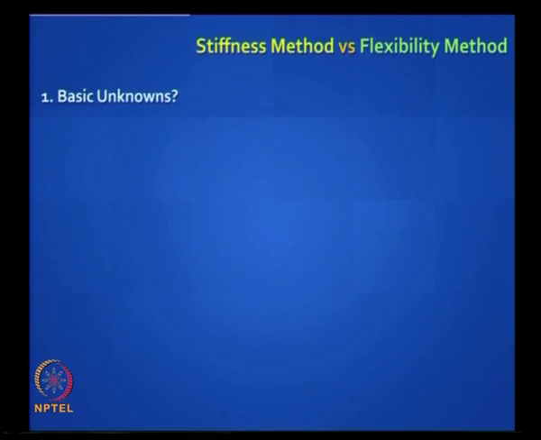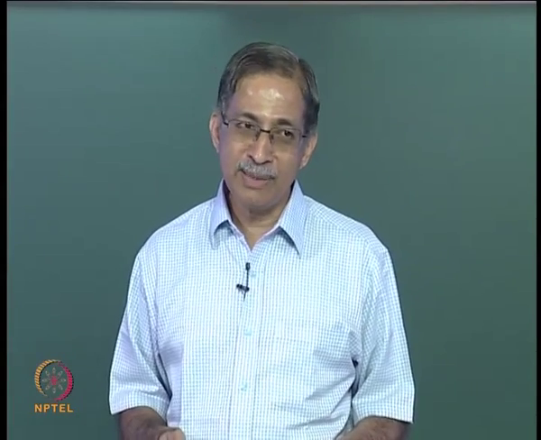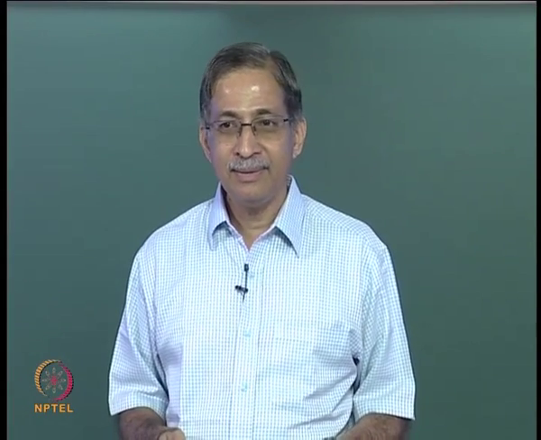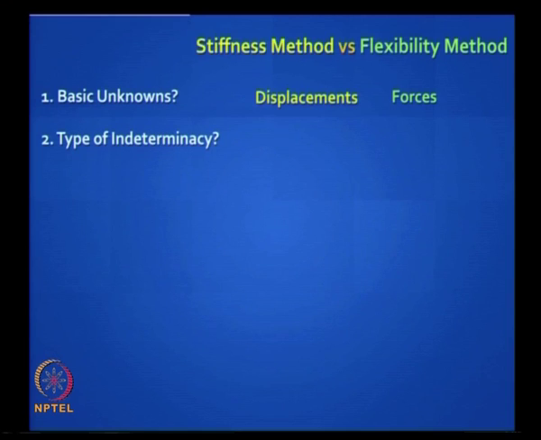I want to conclude with this last slide summing up all that we have learned till now. Broadly, stiffness and flexibility method differ in some terms. What are the basic unknowns in stiffness method? In flexibility method they are forces. In stiffness method the unknowns are displacements. In flexibility method the unknowns are forces, this is child's play.